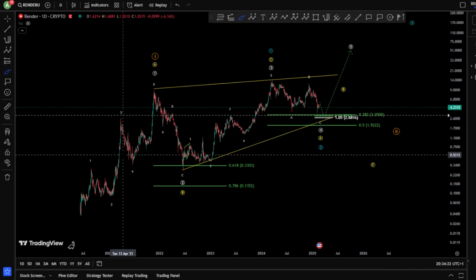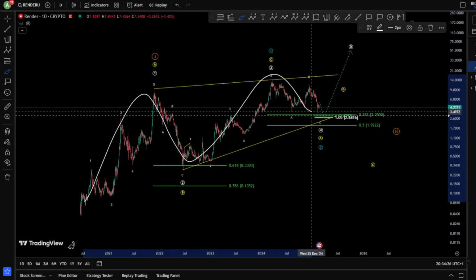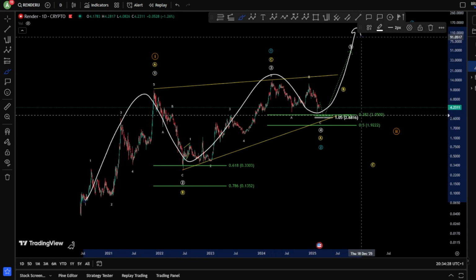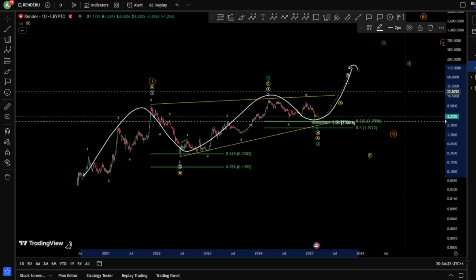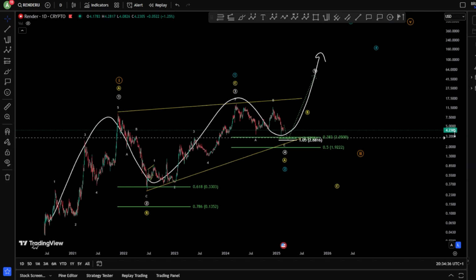Another bullish scenario as well is a double 1, 2. We have 1, 2, 1, 2 in the blue count, and then 3, 4, 5, 4, 5 toward the upside. Very, very massive scenario, where you can reach even much, much higher than this.